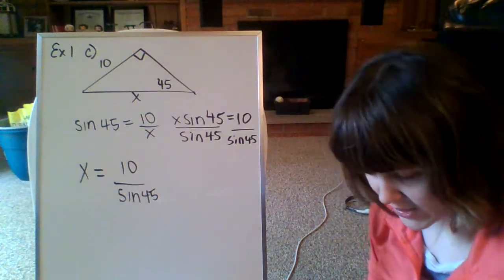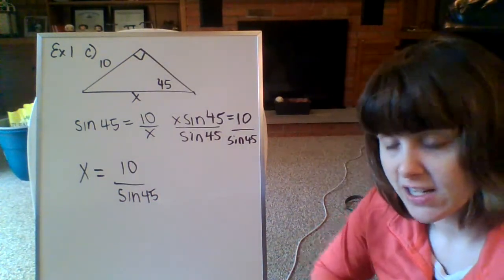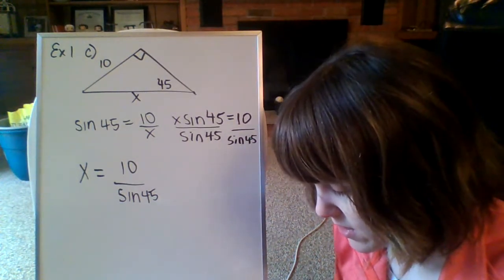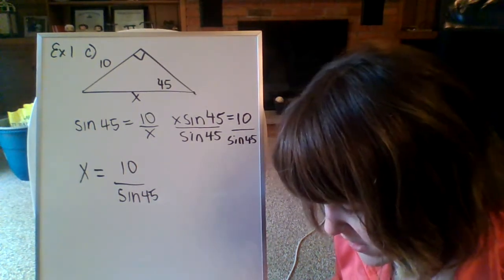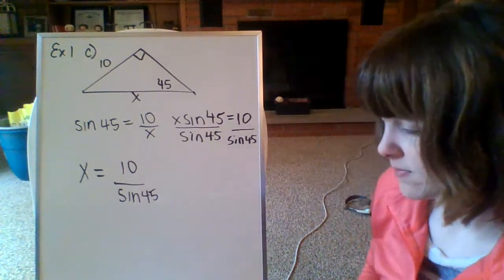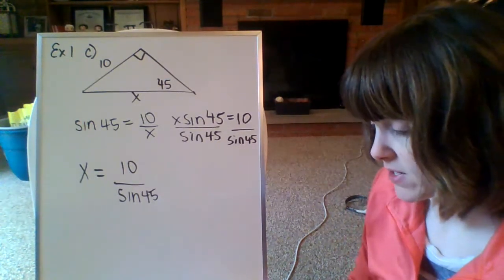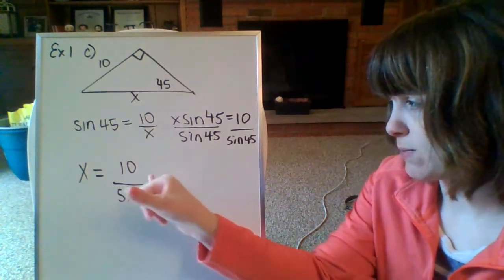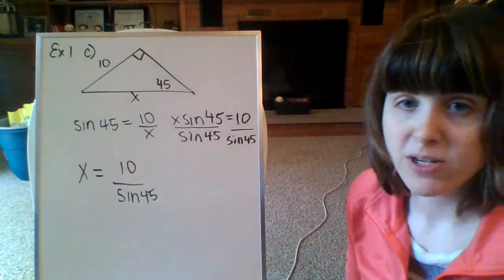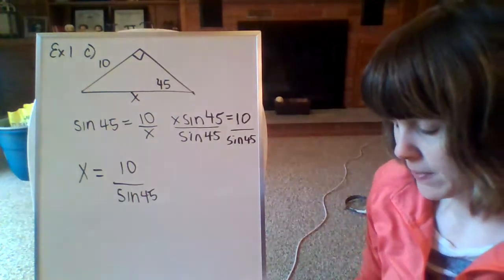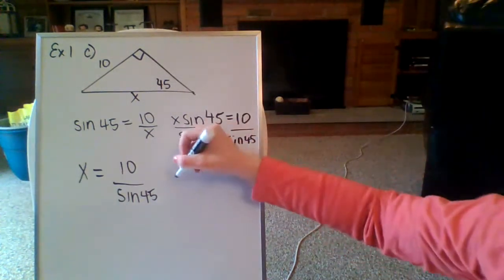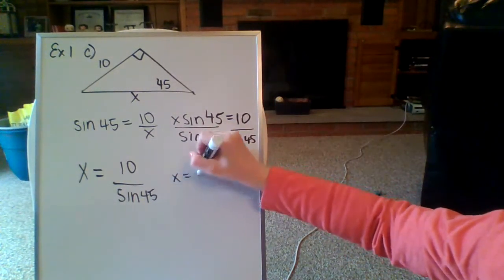So on your phone calculator, what we're going to do is put 10 divided by 45 sine, and then equals. Okay, so I'm going to say that again. 10 divided by 45 sine, and then you press equals, and you should get 14.1. Okay, so x equals 14.1.